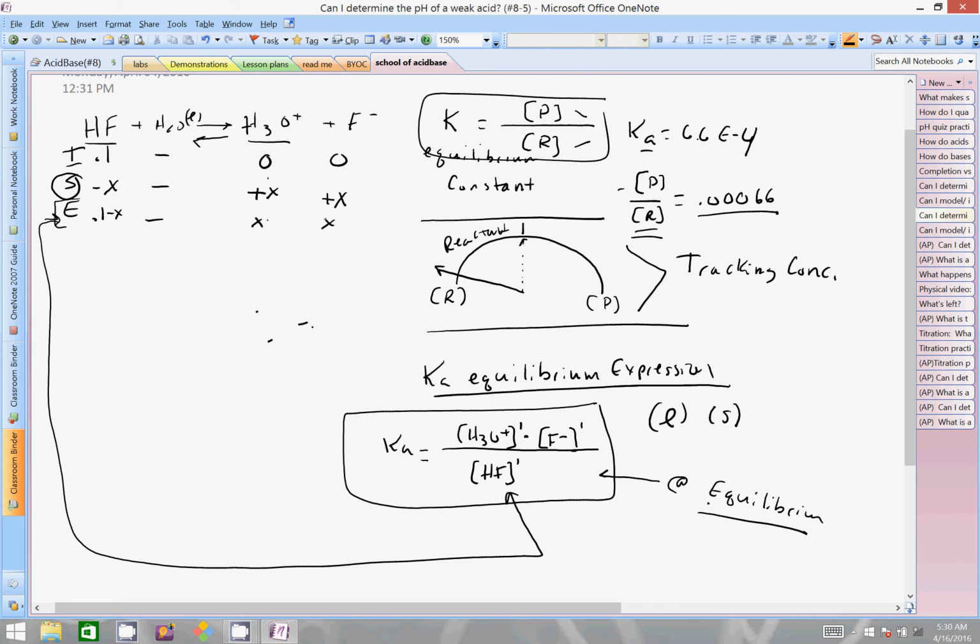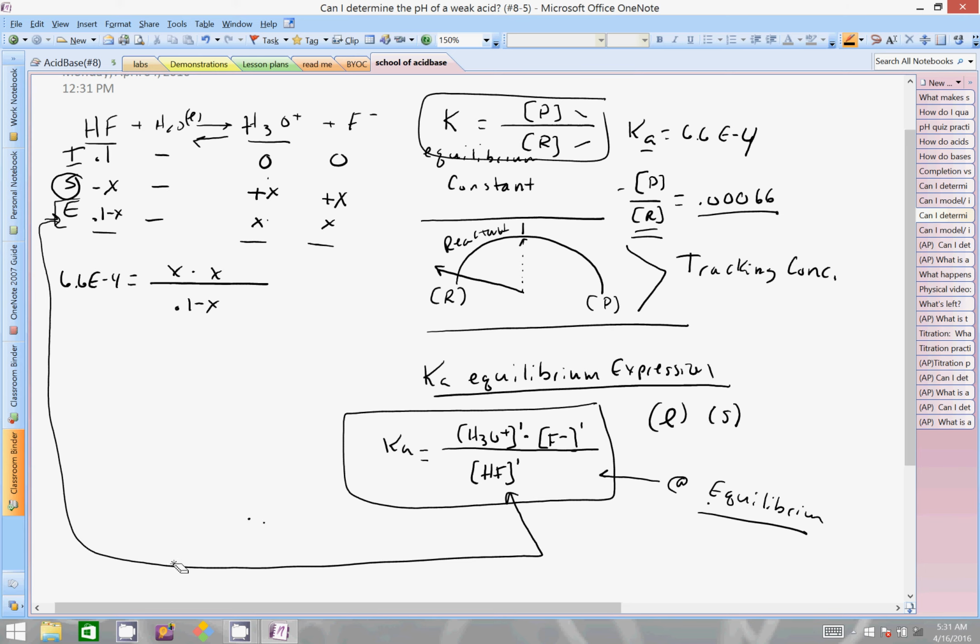And at this point, it becomes a bit of an algebra problem. Like I said, all of these guys end up being put into the expression. My Ka value, which is 6.6 e to the negative 4th, equals the concentration of the acid is X times the concentration of F negative, which is X over 0.1 minus X. Okay, I need to know X. How much do I lose of HF so that I can determine, so that fractional value equals 6.6 e to the negative 4th.